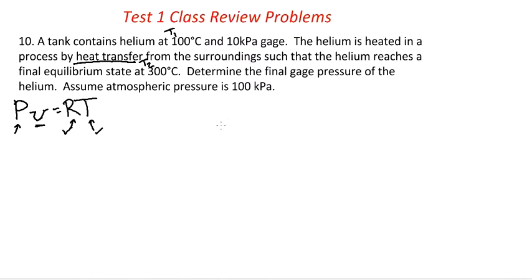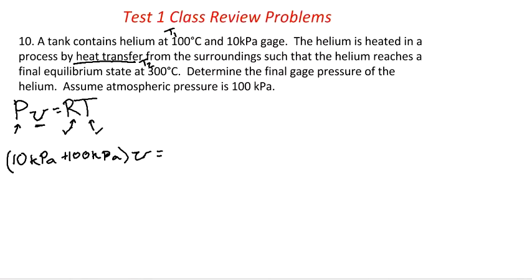And in order to do that, we need the absolute pressure. Alright, so our given pressure is 10 kilopascals gauge. And what that means is it is 10 kilopascals more than the atmosphere. And the atmosphere is 100 kilopascals. So the absolute pressure is going to be 110 kilopascals times some unknown specific volume equals R.